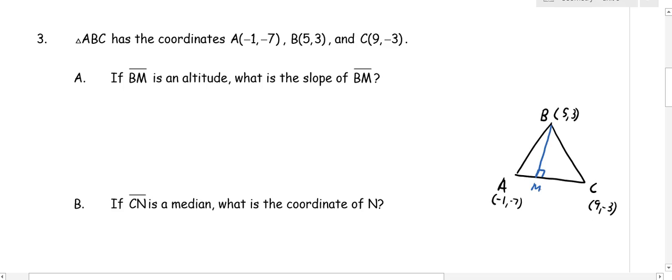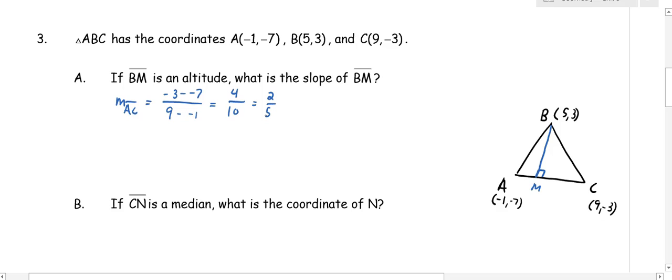So remember, to do the slope of a perpendicular line, we need the opposite reciprocal. So first we're going to find the slope of the line that was intersecting, which is AC. To do that slope, we're going to do the y-coordinate minus the other y-coordinate, and the x-coordinate minus the other x-coordinate. Remember that order doesn't matter as long as you're using the same coordinate for the x and the y. So when I subtract then negative 3 minus negative 7, I get positive 4, and 9 minus negative 1 is 10. That reduces to 2/5.